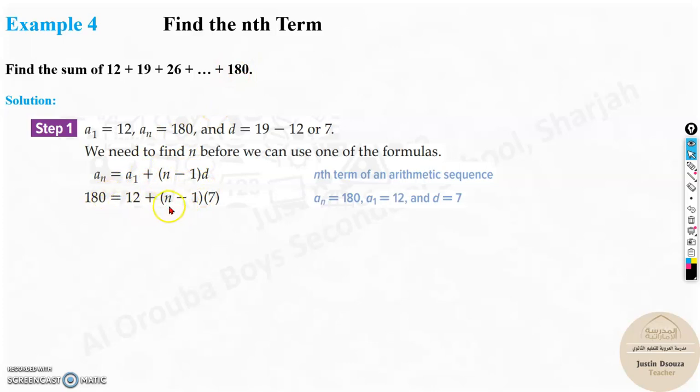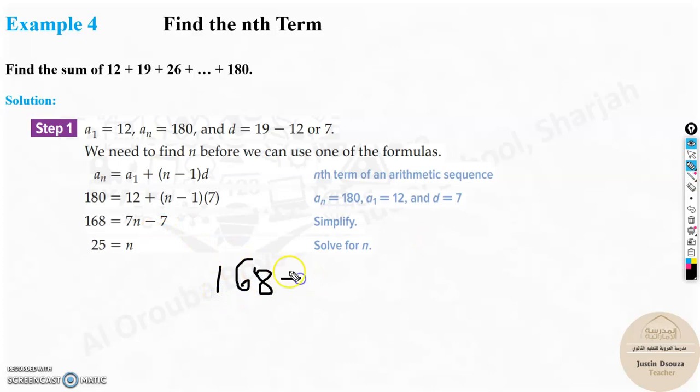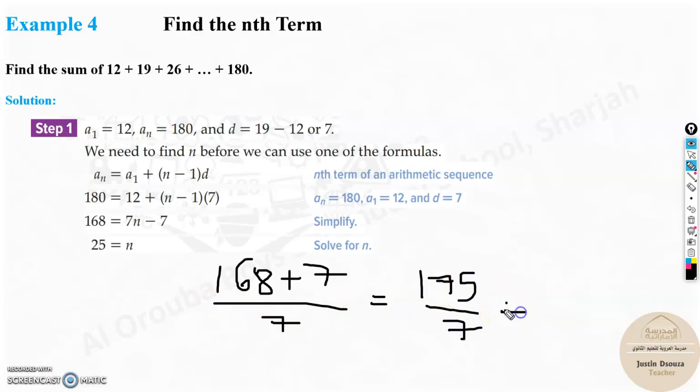So the nth term, the first term, the common difference, n is unknown, you're just solving for it. Now when you simplify, 7 times n is 7n, negative 1 times 7 is minus 7. This 12 goes to the other side, it becomes 180 minus 12, it's 168. Now you're taking this 7 to the other side and dividing by 7. Basically it is 168 plus 7 divided by 7. So that would be 175 divided by 7. And the answer is 25. 25 times 7 is 175. So that is the n value.